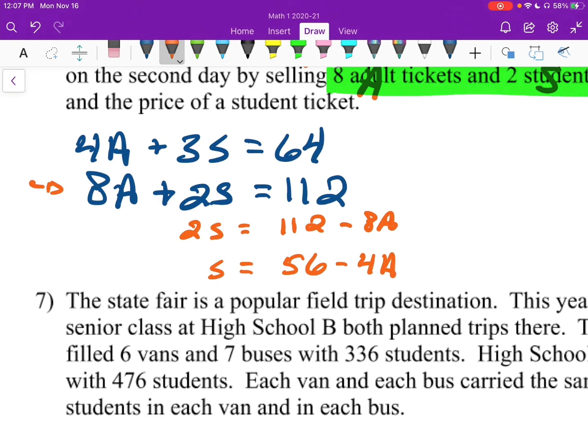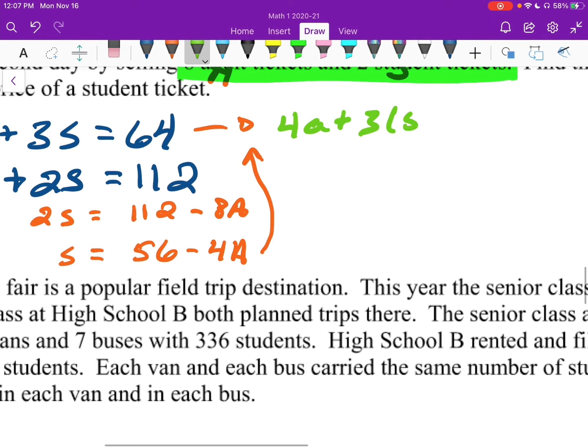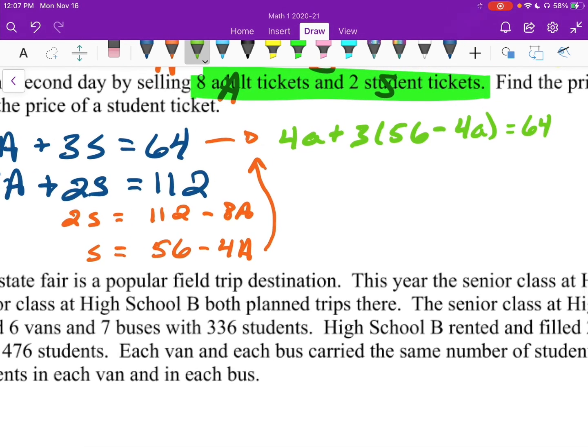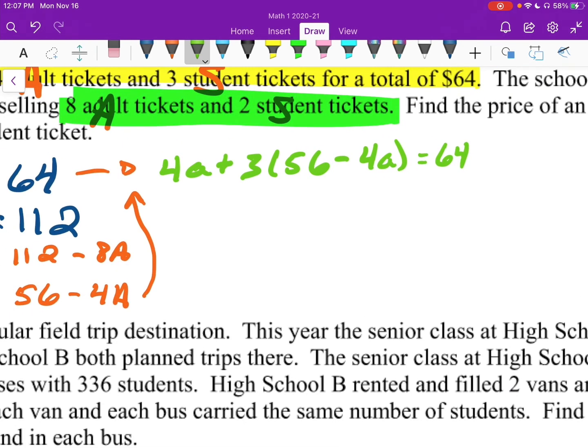I'm going to take this and plug it into the top equation and use substitution. So that will give me 4A plus 3, and then I need to open my parentheses, 56 minus 4A equals 64. And I'm sorry, I switched to a lowercase a there. I shouldn't have done that, but I'm just going to leave them all as lowercase a's from now on.